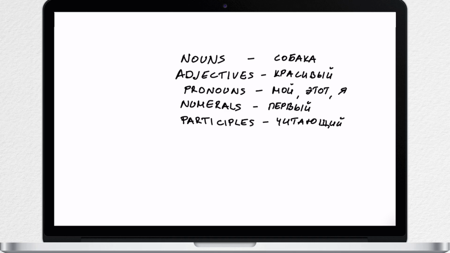Before we dive into the overview of each of the Russian cases, you need to know that there are 6 cases in the Russian language. The first one is nominative, or in Russian it is called именительный падеж. Second one is genitive, or родительный.